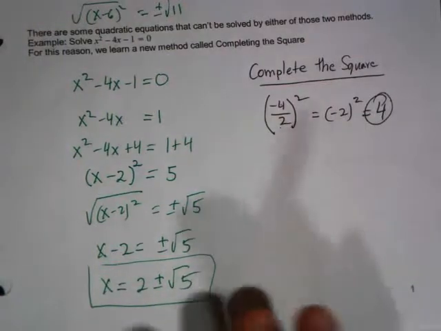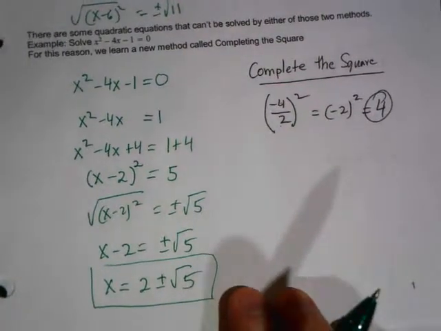Alright, and that method is called completing the square. Let's do some more examples. Solve each of the following by completing the square. Alright, so to complete the square, to go through the steps again, we add the number to the other side.